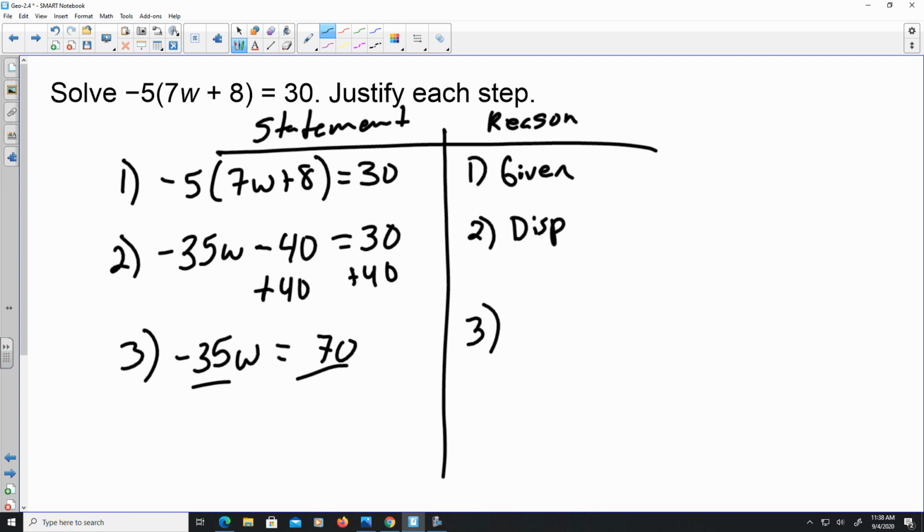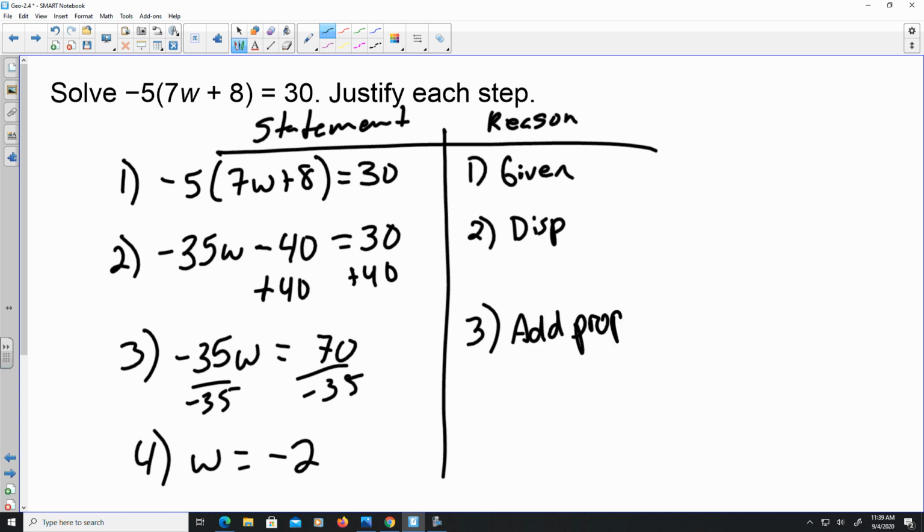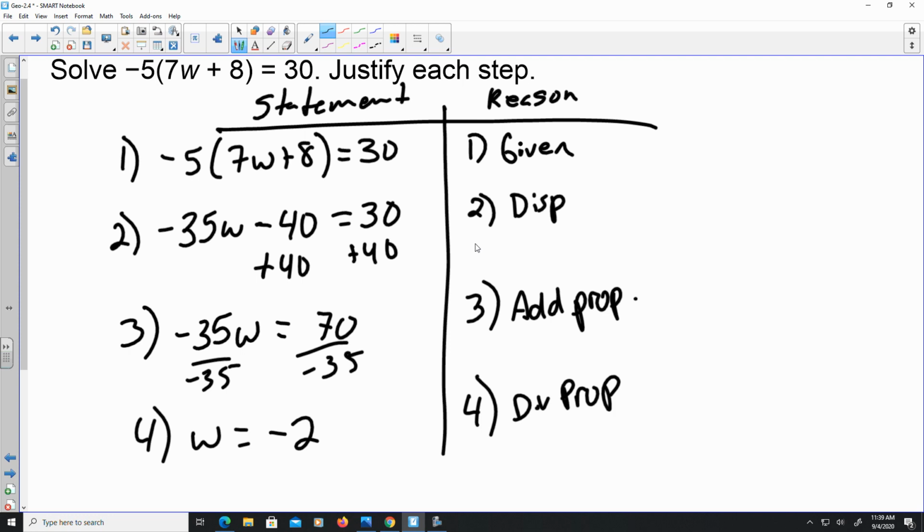divide -35, which then gives me step 4, which will give me w equals 70 divided by -35, which looks like -2. Oh, and this one here, this reason is the addition property because I added 40. And then the fourth one here is I divided, so it's going to be the division property of equality. And you can abbreviate there, it's fine. Okay.